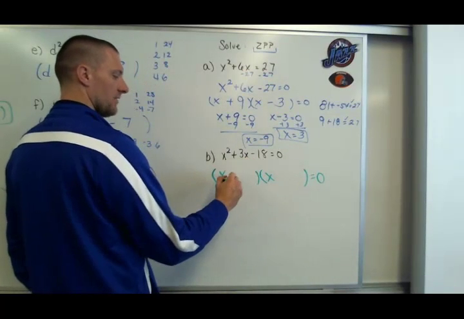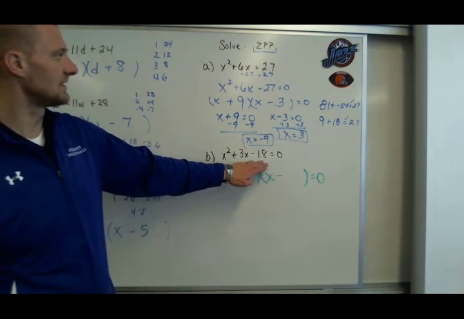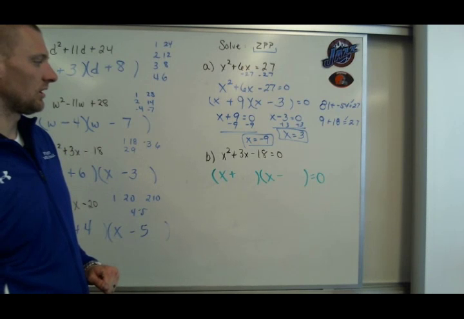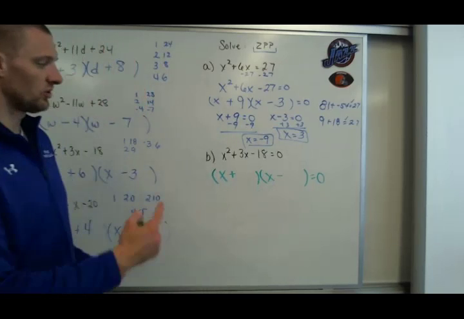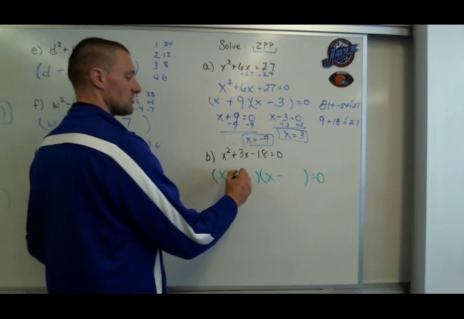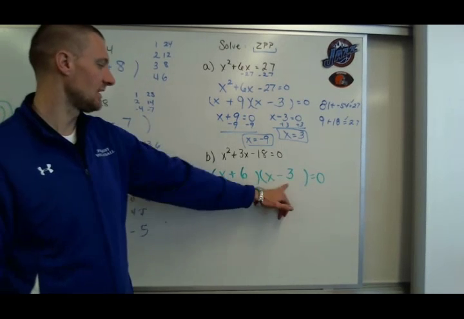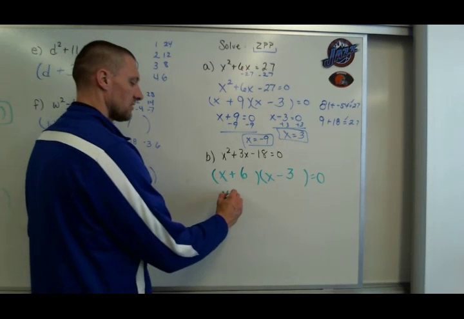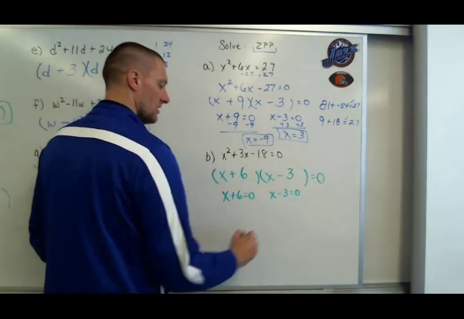Because that's a negative, you got a plus and a minus. So two things that multiply to 18 add up to 3. Well, looking at your list, 1 and 18, 2 and 9, 3 and 6. 3 and 6 are the two answers. So you put a positive 6 and a negative 3. Multiply to a negative 18, add up to a positive 3. And now you set them equal to 0. So x plus 6 equals 0, x minus 3 equals 0, and solve.